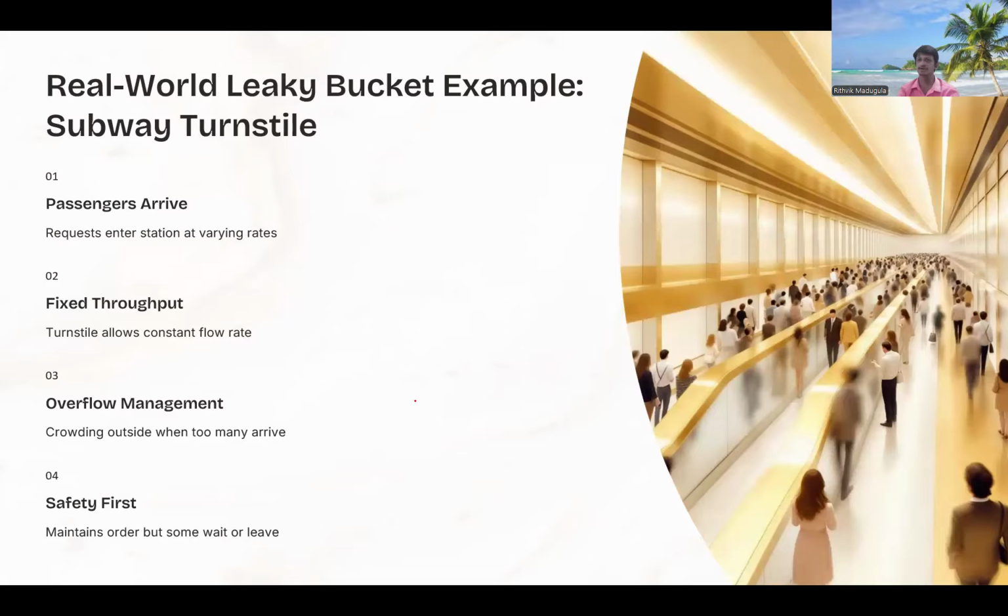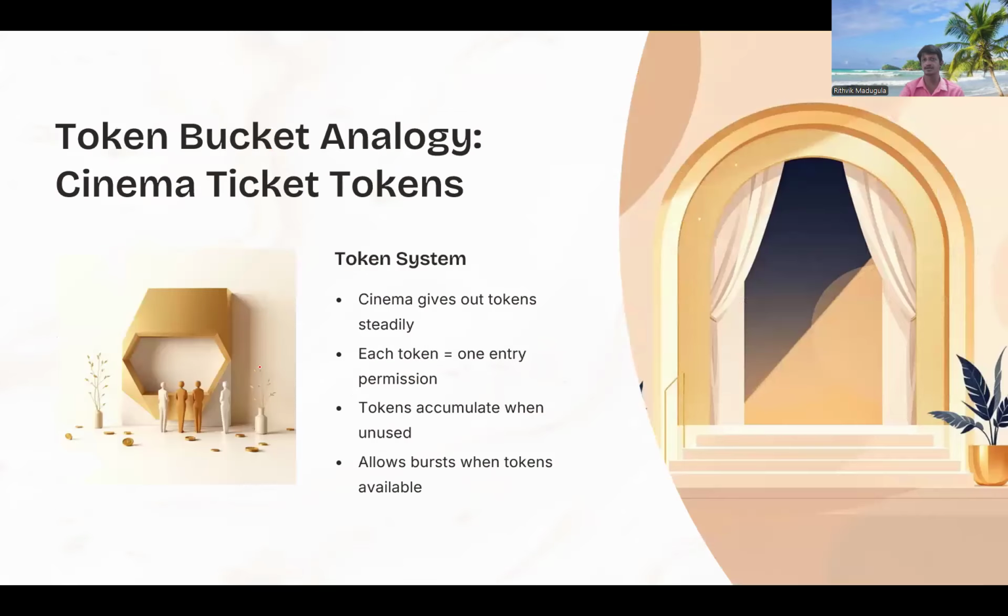The best example is when you are checking in at a subway or an airport, where requests enter at varying rates. There is a huge population at an airport or a subway, so all the people are not able to check in at once. They need to have some fixed throughput and some overflow management. Based on the safety measures, only individuals can go ahead and move to the particular region according to the circumstances. So this is one of the major examples for leaky bucket.